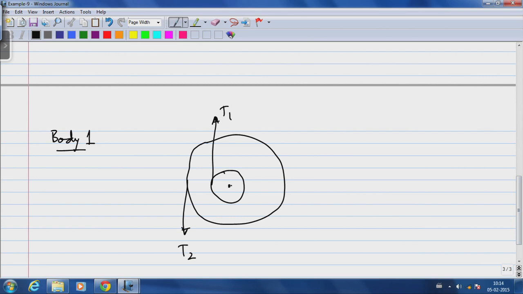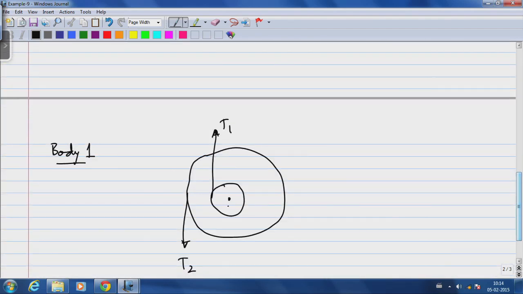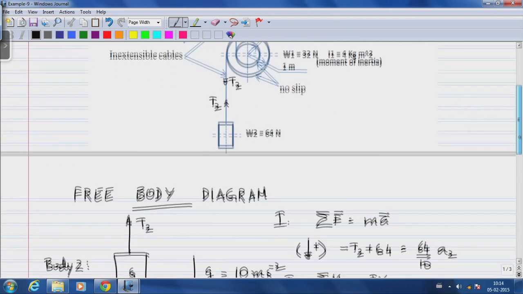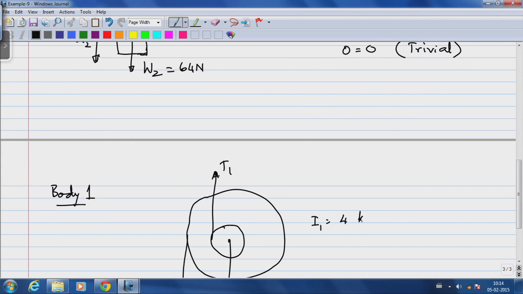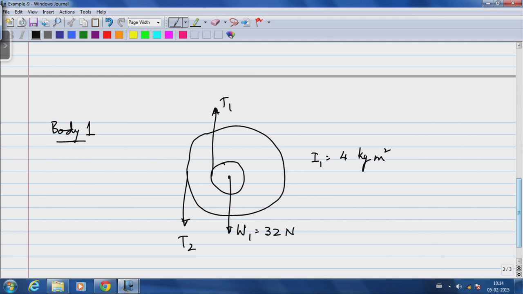Okay, and the spool itself has a mass associated with it. The weight of the body is 32 newtons. So we will use that. And I1, the moment of inertia of this body, is 4 kilogram meter squared. Now, we did not learn how to compute moments of inertia of various bodies. I am assuming you would have learned that in an earlier course in physics. A spool such as this is not a regular geometric body for which you would have learned how to compute the moment of inertia, and it is not even possible to compute.